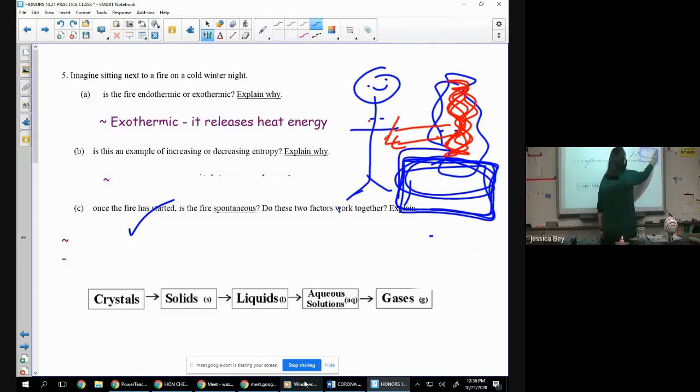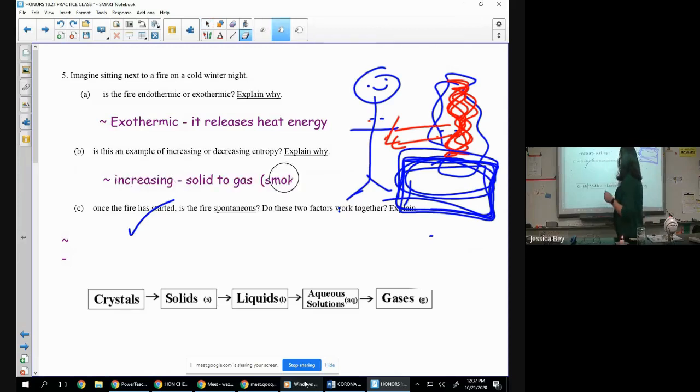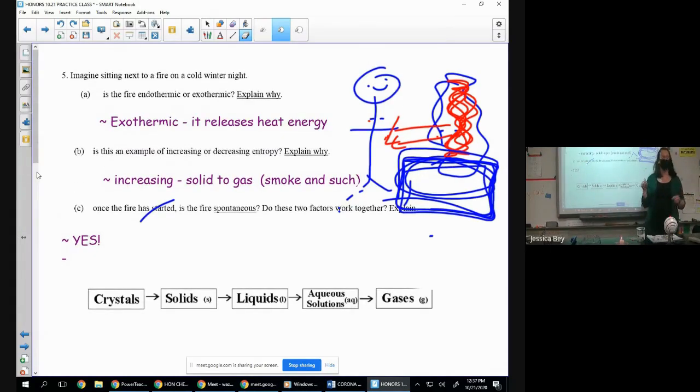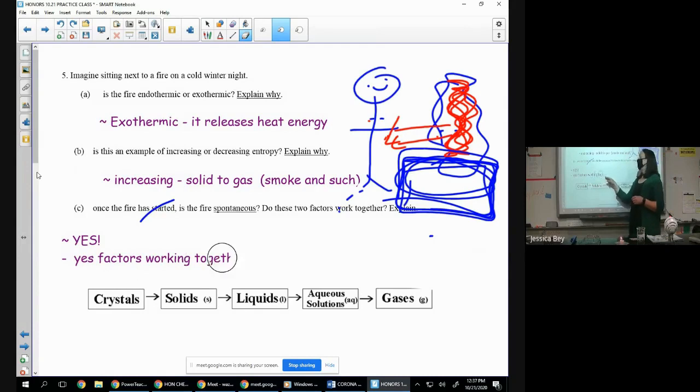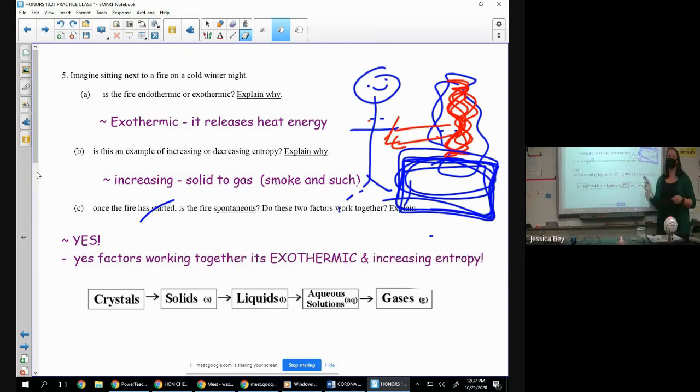My log here goes from a solid to what when you burn it? It goes to a gas, it turns to ash, but basically what's happening to the entropy? It is increasing. Okay. So once you get your fire started, does it go by itself? Yes. Perfect. So it is spontaneous. Talk to me about the spontaneity. What is driving it? One or both? Which one's making it spontaneous? Okay, the entropy and the fact that it is exothermic. So both of those.